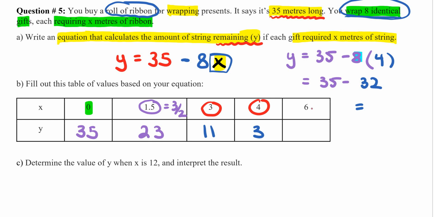Okay, and then we also have 6 now, and I can tell that 6 is probably not going to give us a great answer, right? So 8 times 6 is 48, and then 35 minus 48 is going to be negative 13. So this one's a weird answer, right? We have negative 13 meters of wrapping paper left, which doesn't make a lot of sense, right? So I think what that really means is when we're wrapping these 8 gifts, you can't use 6 meters of wrapping paper for each gift.